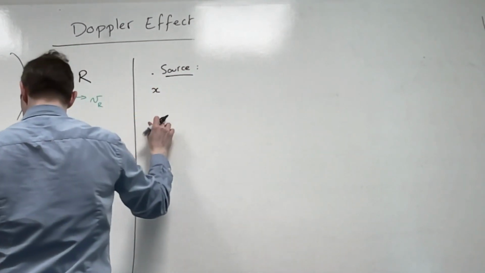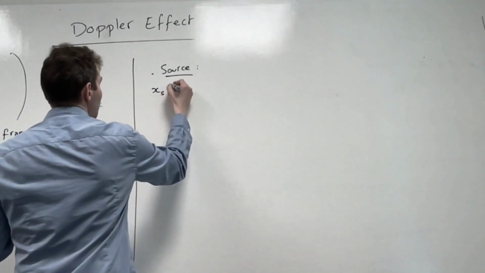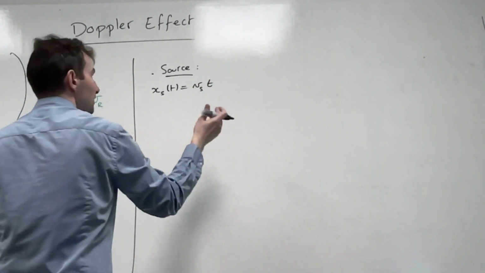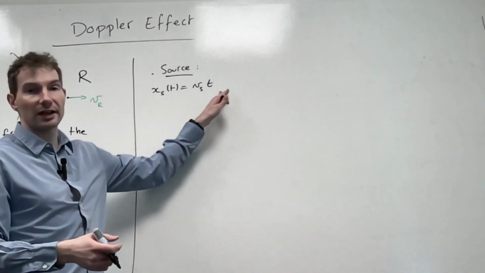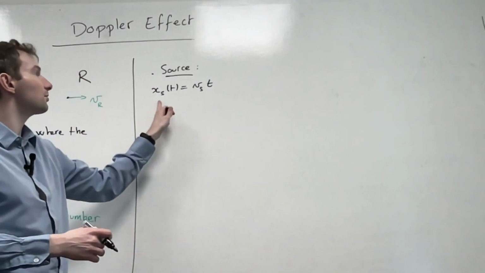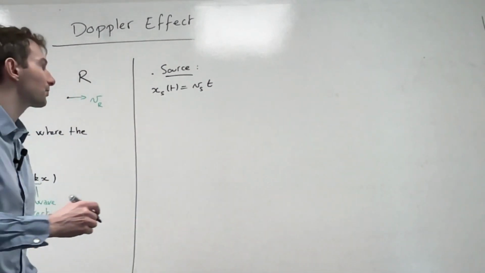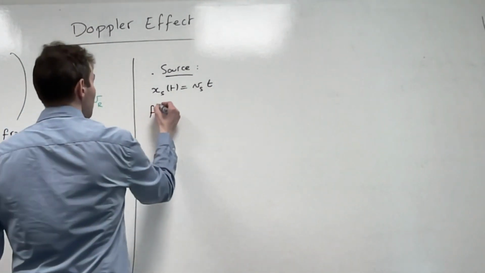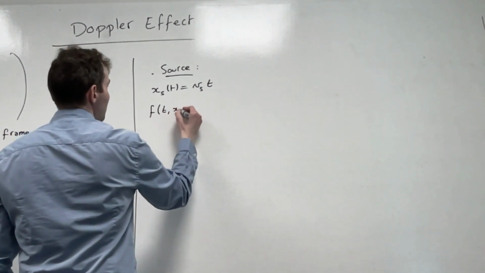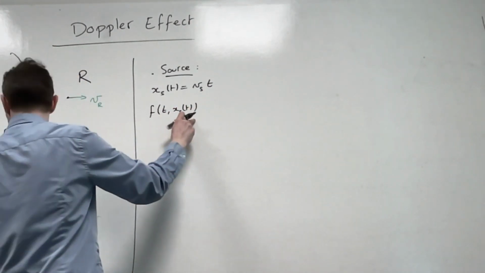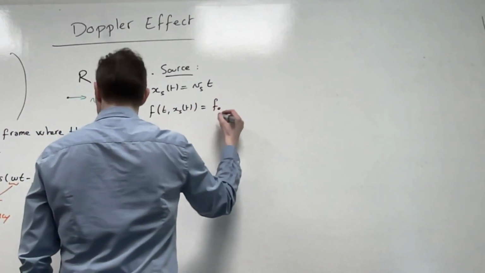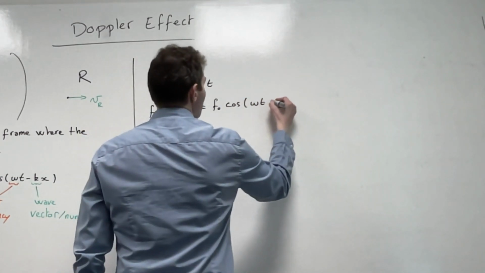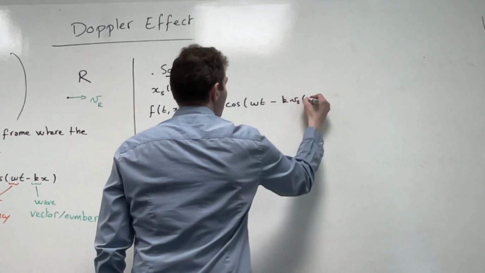So let's assume that the source has this particular form. We've got x, and let's say x_s of t, and that's going to be v_s times t. And let's say that there is no x0. This is just x0 equals 0. So at t equals 0, the source is at 0, just for convenience. If I substitute that in there, I've got only a function of time now. So I've got f of t and then x_s of t. It's only a function of time now, and that's going to be equal to F0 cosine of omega t minus k, and then I've got v_s t.